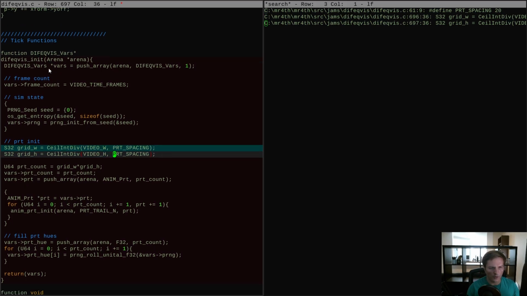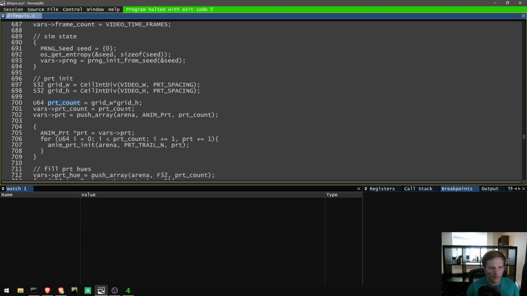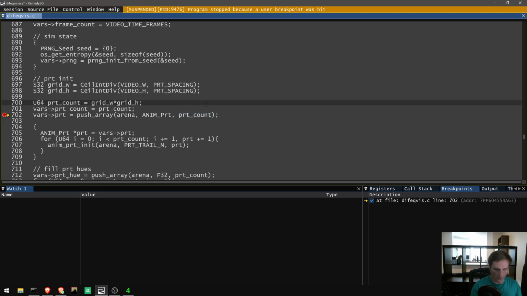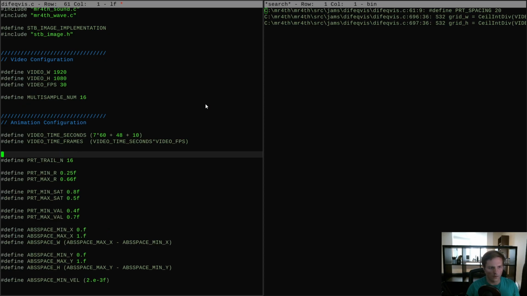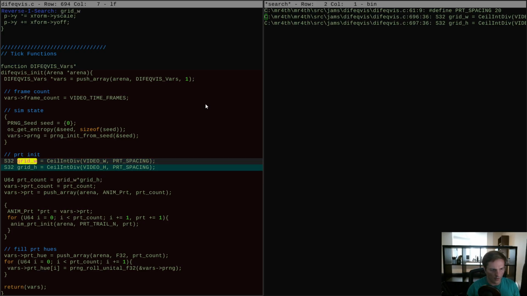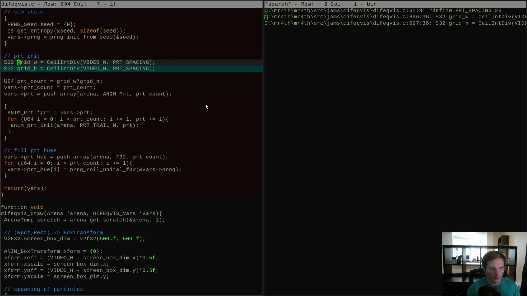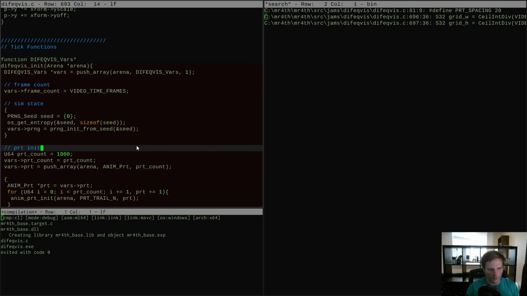I wonder what our particle count is right now. How many particles are we putting in a particle system? 5,000. So what I want to do is I want to eliminate this. Grid width and height here don't do much, right? So we're just going to play with particle count directly. And we're going to say, like, what if we got away with 1,000? Would that be enough? Is that how many we're actually using? Nice.